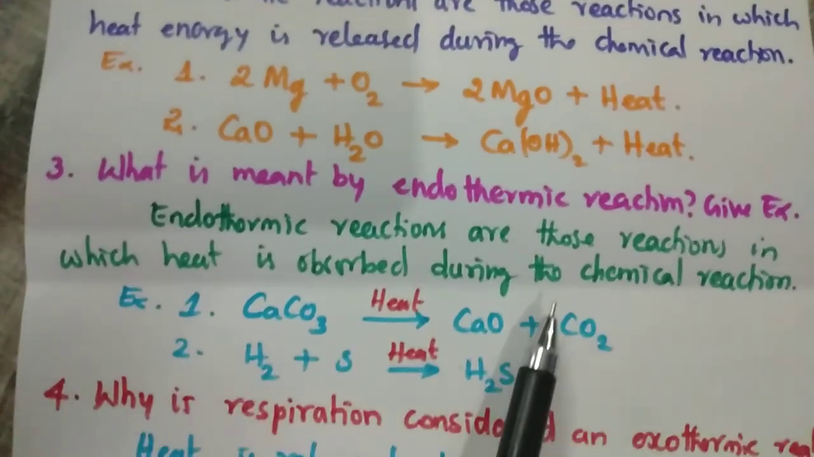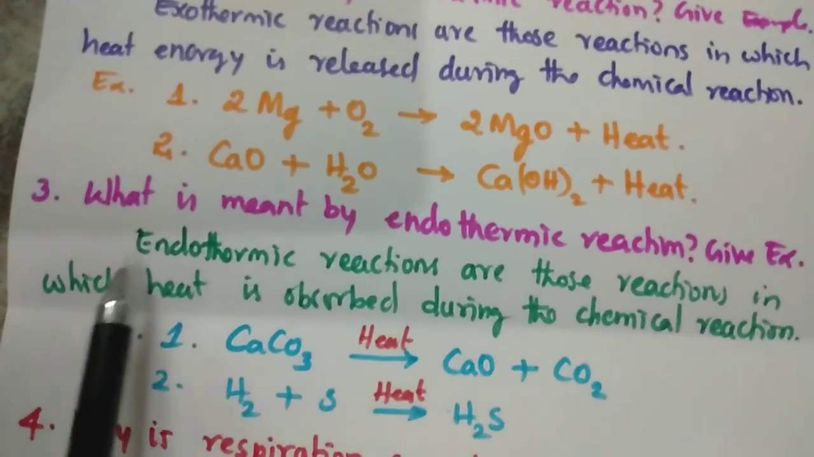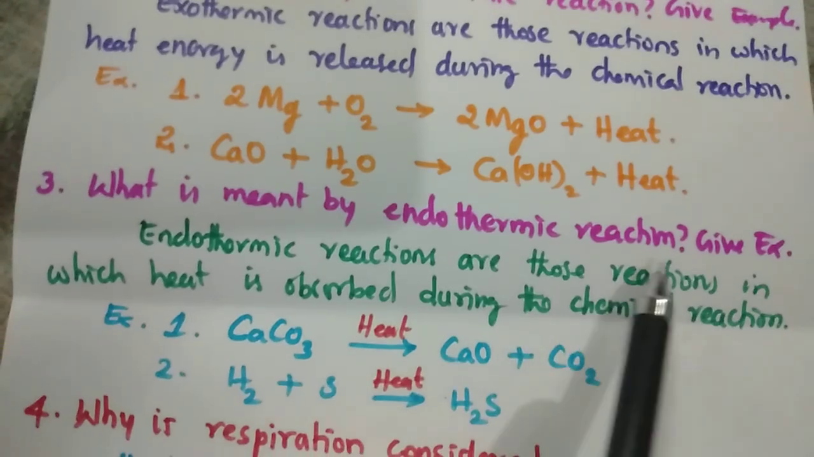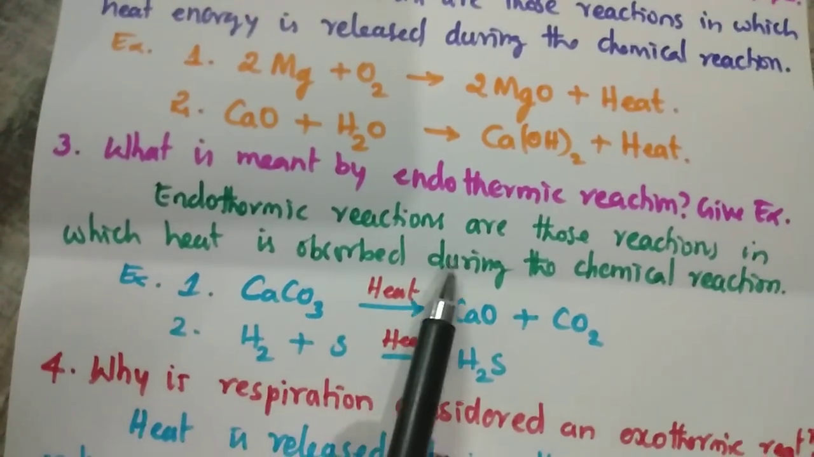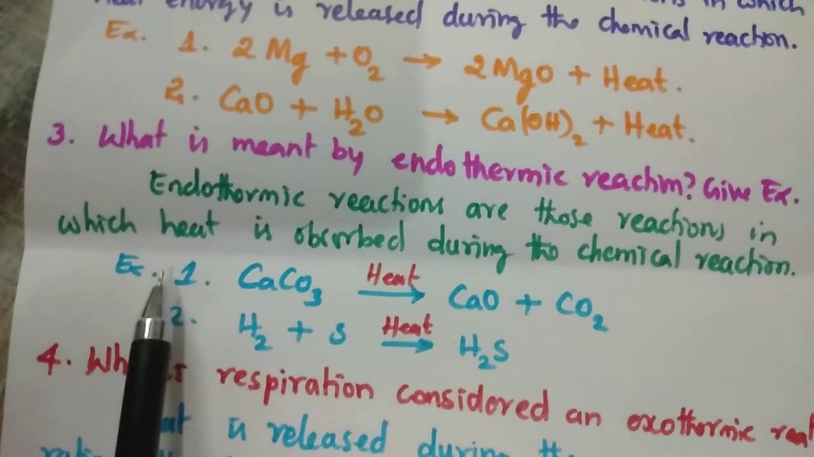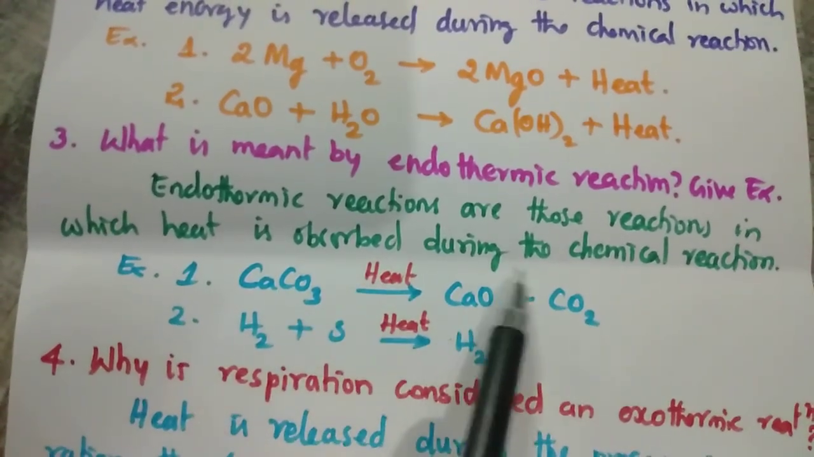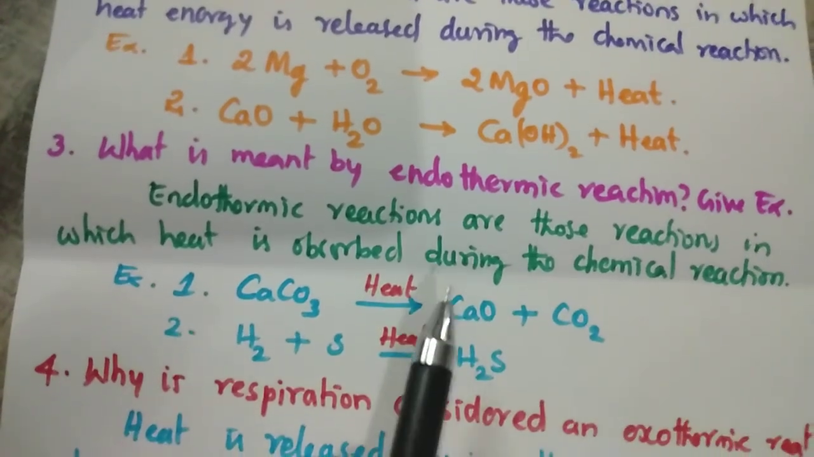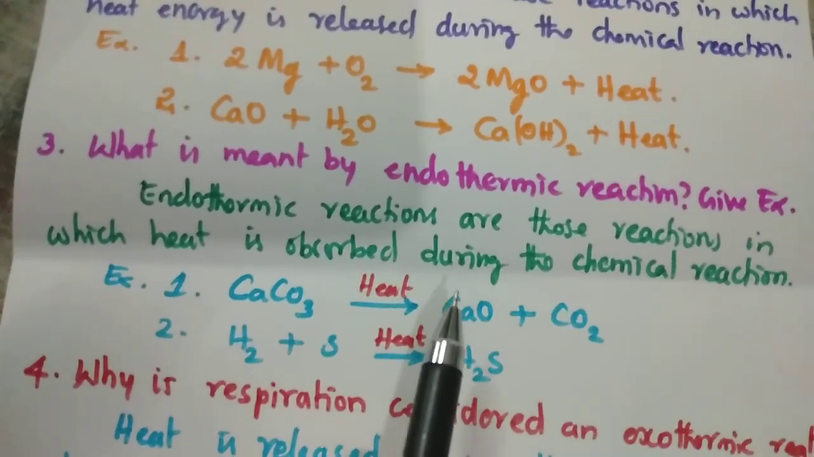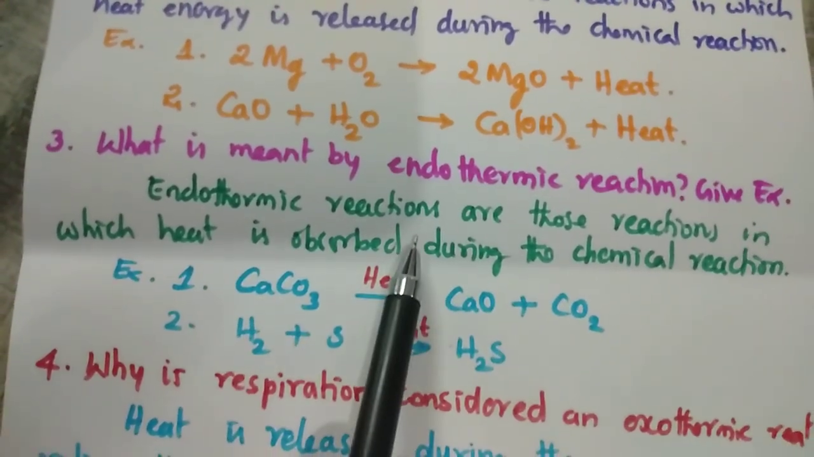Now let us go for one more question. What is meant by the endothermic reaction? Give example. Endothermic reactions are those reactions in which heat is absorbed during the chemical reaction. In any chemical reaction, if heat is absorbed, then we call such kind of reaction an endothermic reaction.